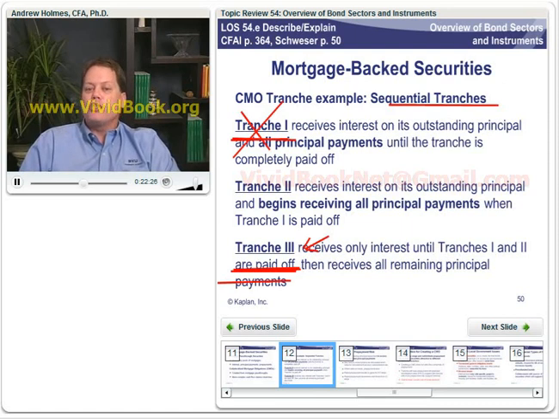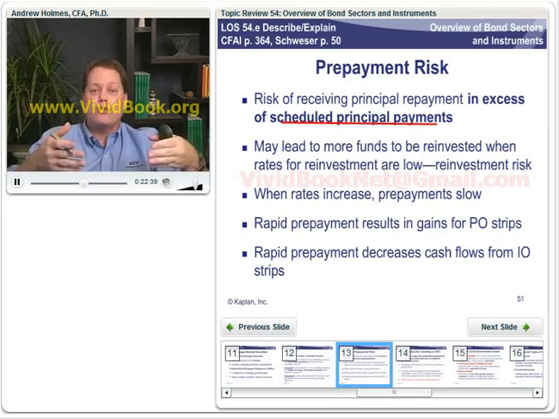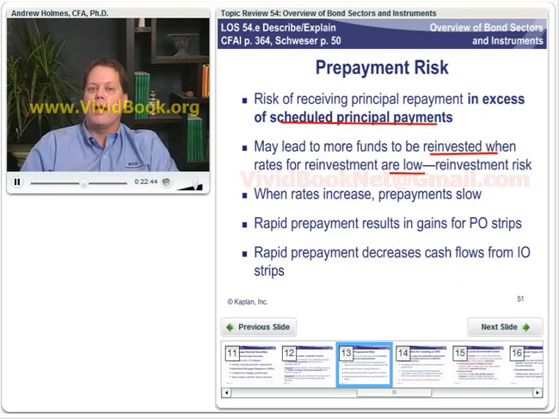All right, so this prepayment risk, we've talked about this for the most part already, is the risk of receiving principal repayment in excess of the scheduled principal payments. This leads to more funds to be reinvested when interest rates are low. When interest rates are low, that's when everyone pays off their mortgage. That is, these things have lots of reinvestment risk. When interest rates increase, prepayments slow, already said that, that's extension risk. So rapid prepayment results in gains for the PO side. Rapid prepayment decreases cash flow from the IO strips.